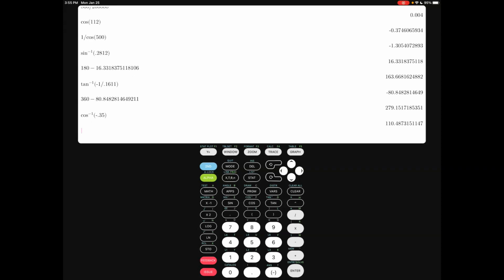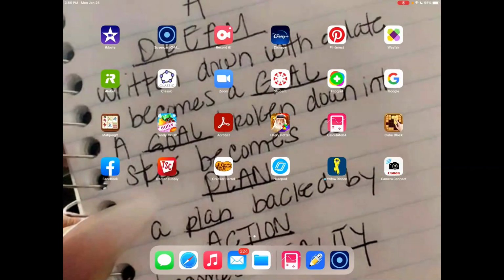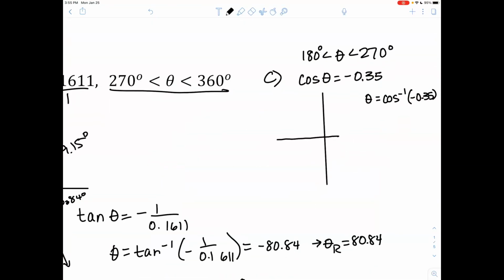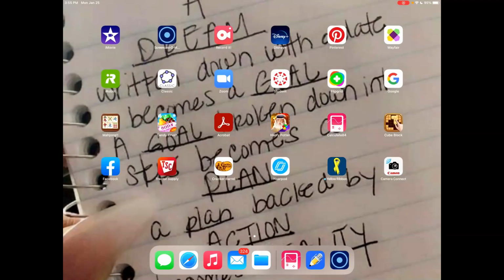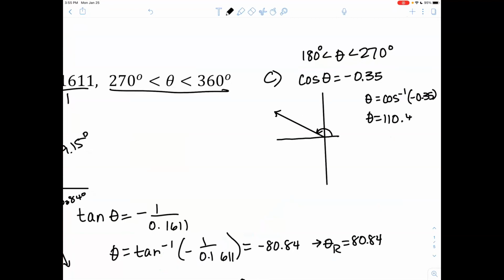110.49 degrees. So you can see what the calculator is giving you. It's giving you this angle as a reference angle. The calculator gave you theta equals 110 point, what was it, 49 degrees? Yes, 0.49 degrees. That's what it's giving you.